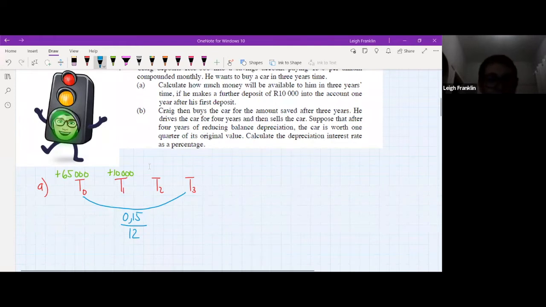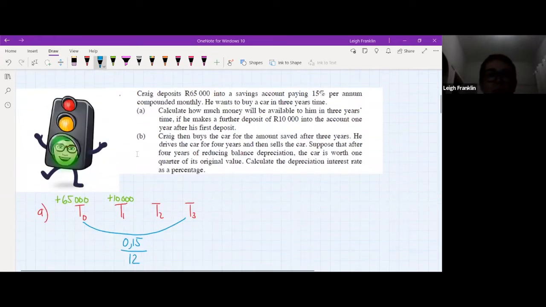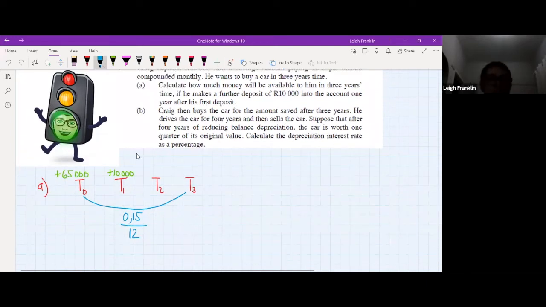So whilst you're not going to get any marks for your timeline, it gives you a nice way of being able to visually represent and understand your problem. Okay, so the amount of money that's going to be available to Craig is going to be A equals, we're using compound interest. So the 65,000 Rand is going to grow from start to finish at 15% per annum compounded monthly. And then I've got to remember, whatever I divide i by, I've got to multiply n by the same thing. So it's going to be in there for 3 years, so it will be compounded 36 times in those 3 years.